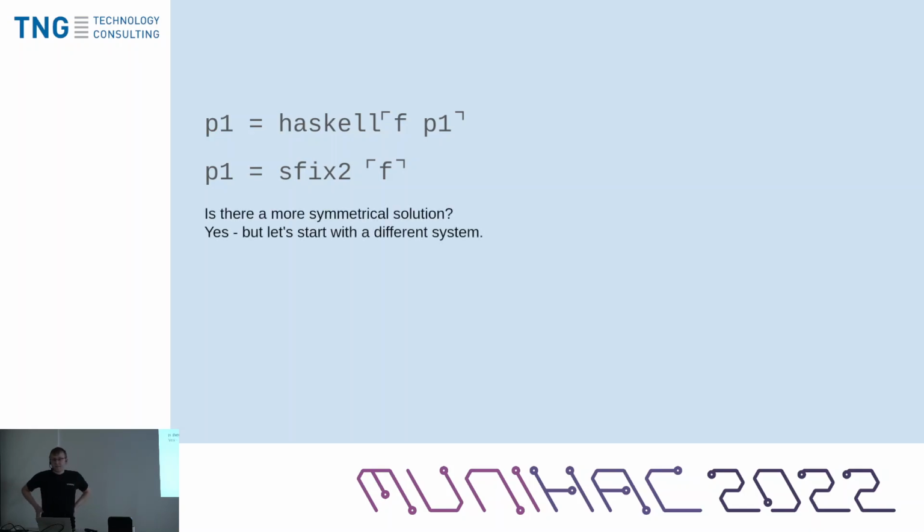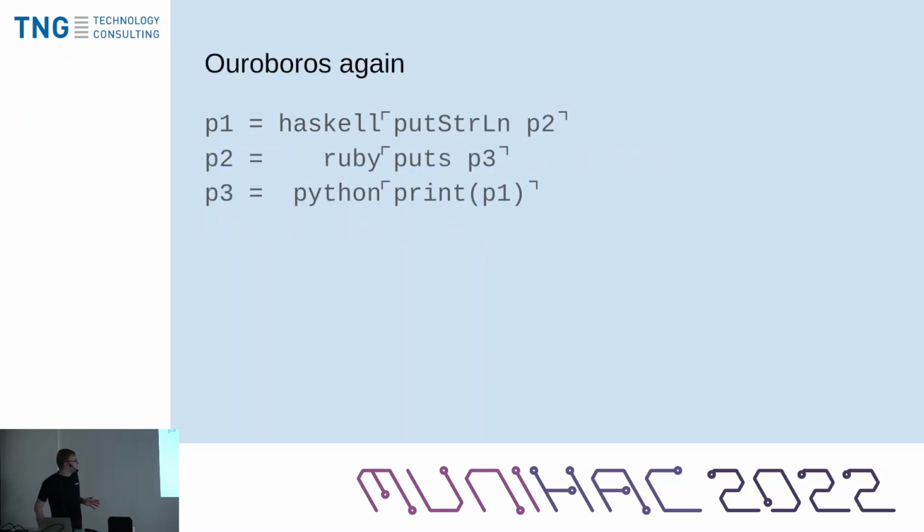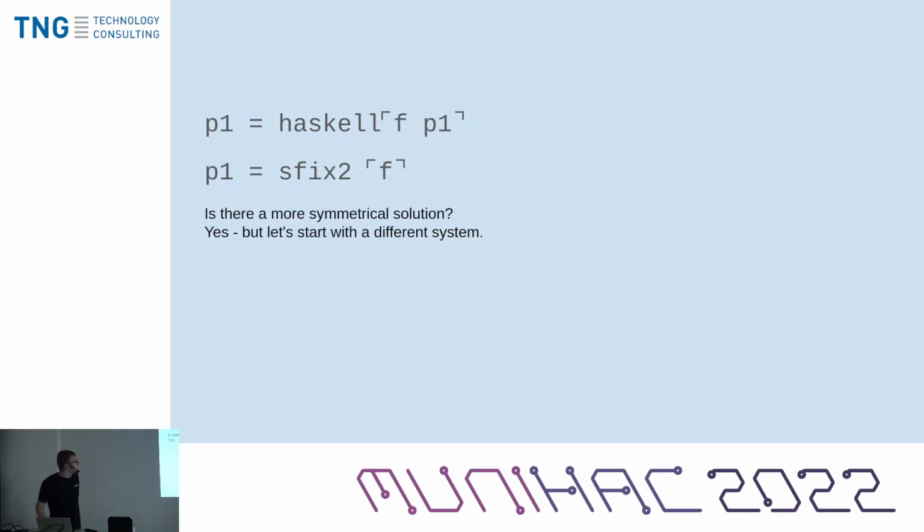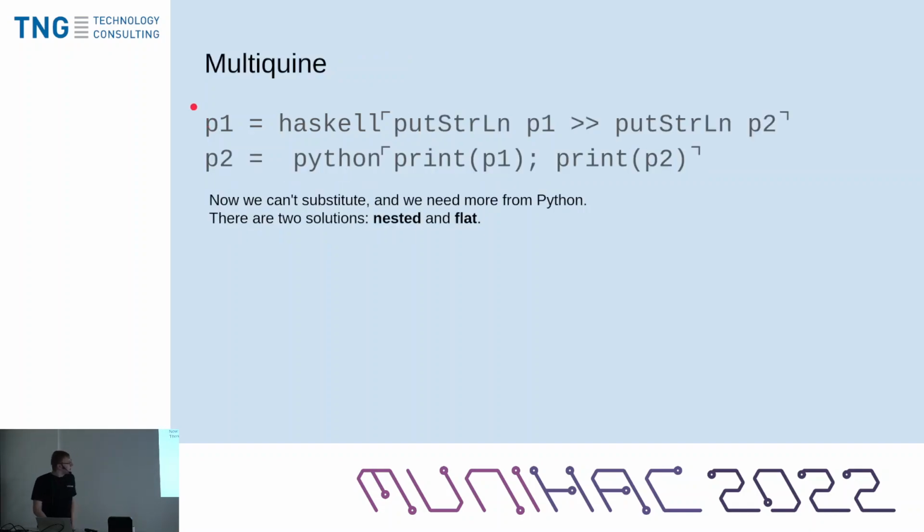Now, is there a solution that is more fair, that is more symmetrical? There is one, but the problem is if I was to explain it here, there's a very big temptation to just substitute things. So I will show you a program where this is not possible. This is called a multi-quine. Let's try writing a program P1 and P2, one in Haskell, one in Python, and they will both have the same output. They will print both P1 and P2.